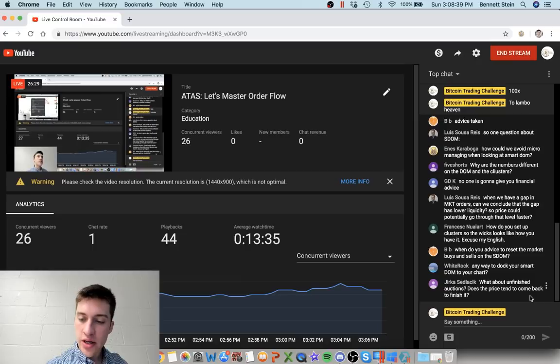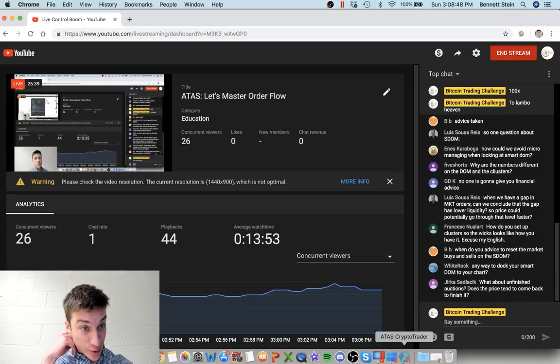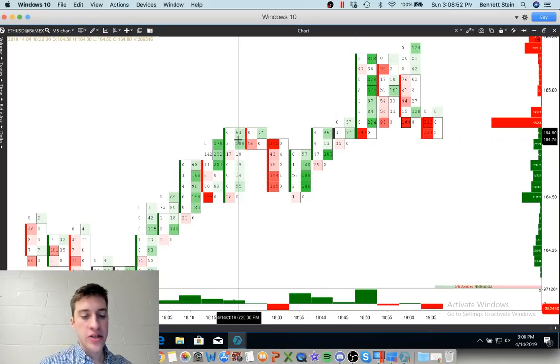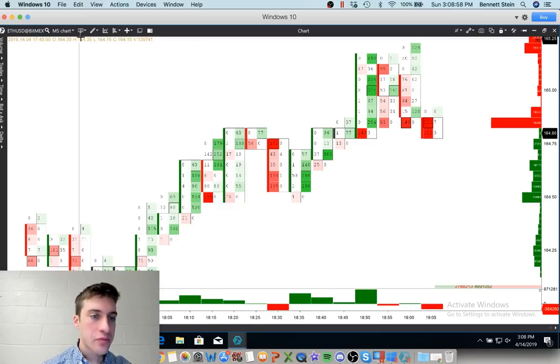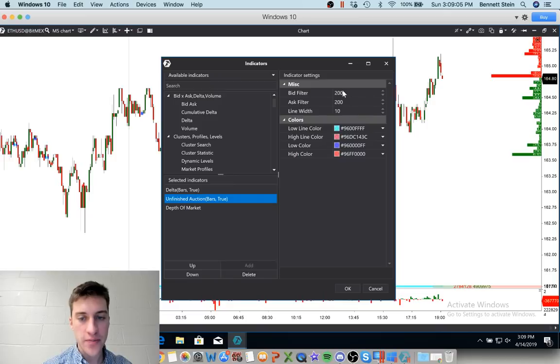Unfinished auctions. Does the price tend to come back and finish it? Yep. That is something that I can transition to. Awesome, that was a perfect segue into going into charts. I know that the DOM can be kind of hard to read, so what I want to do here is simplify this to something a lot easier than looking at the smart DOM. So I'm going to go to candles, and then to indicators, and add the unfinished auction indicator, which we already have here.